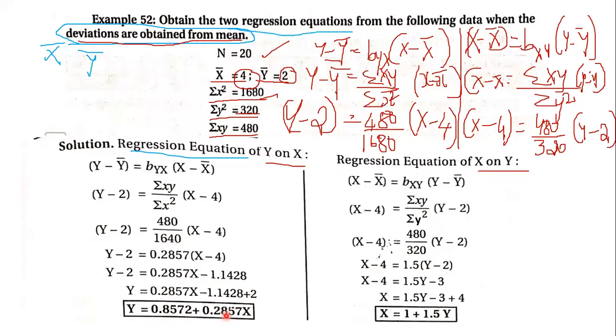So first, always try to keep the constant in the first place and then take the variable in the second place. Similarly, on the other side, we were here, x minus 4 is equal to 1.5 into y minus 2. So multiply this. 1.5 into y is 1.5y. 1.5 into minus 2 is minus 3. Now, next step, get this minus 4 to the other side. It will become plus 4.